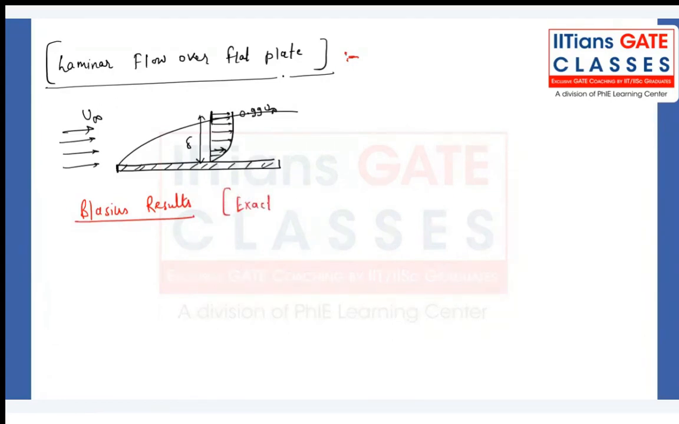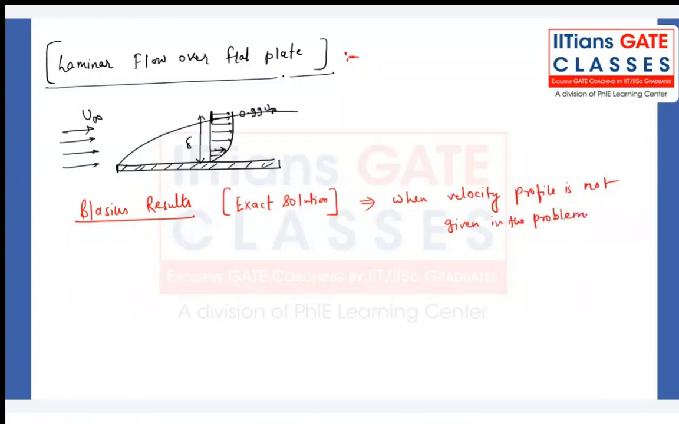He has proposed an exact solution for the velocity profile and displacement thickness and all, that is the boundary layer thickness. These results are to be used when the velocity profile is not given in the problem. Whenever the velocity profile is not given in the problem, we have to use the Blasius results. Right. So what are all the Blasius results?